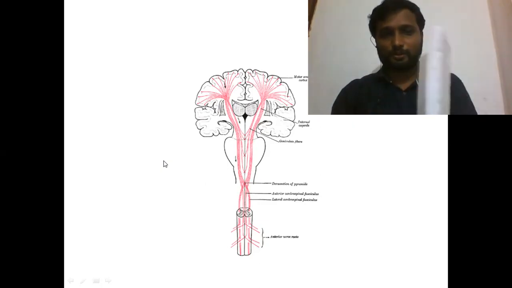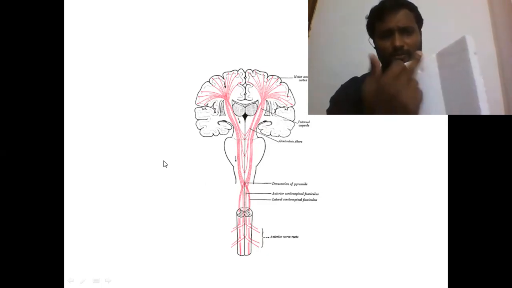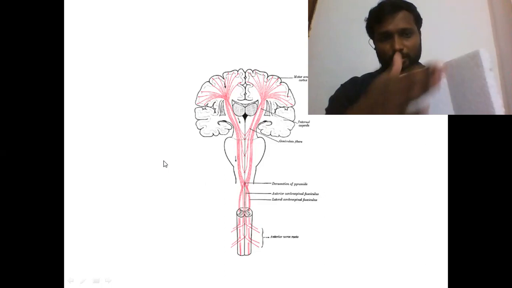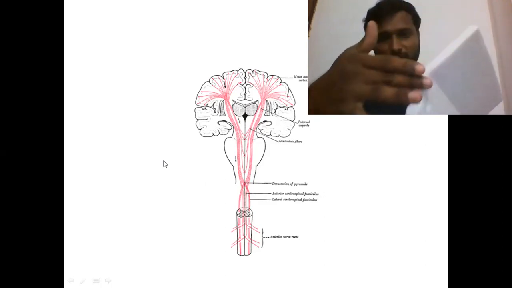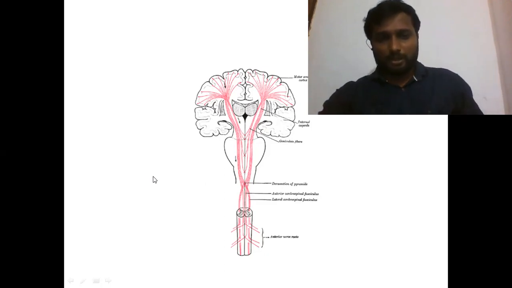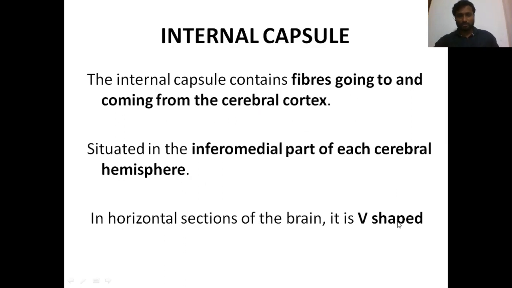See, like this. Imagine this model is made up of numerous, lakhs of fibers. In cross section it is V shaped. This sheet is made up of fibers. So this sheet is known as the internal capsule. What is meant by internal capsule? Ascending and descending, or motor and sensory fibers, converge here in the inferomedial part of the cerebrum to form a ribbon shaped structure known as the internal capsule. It is V shaped in cross section.